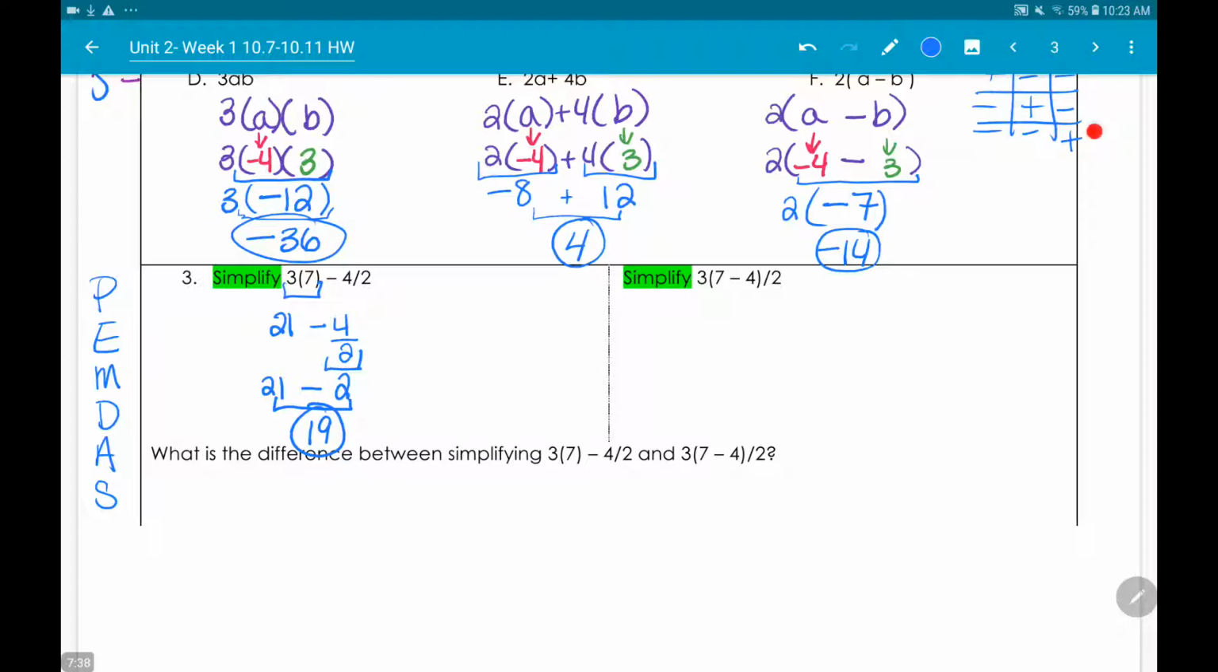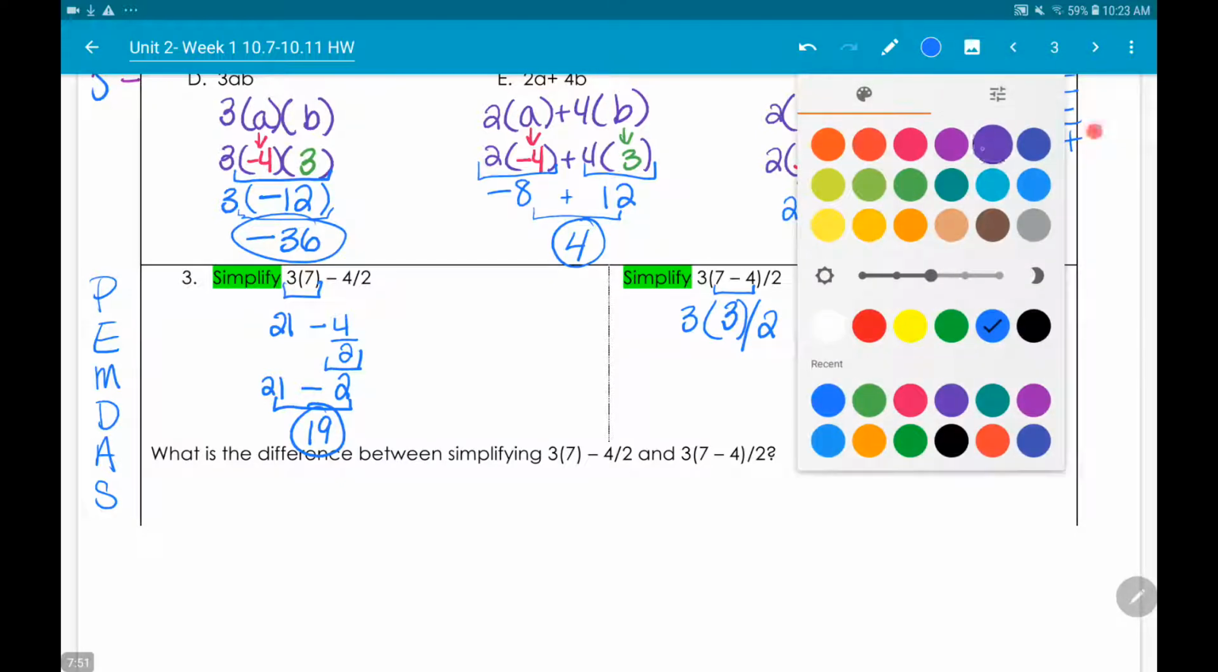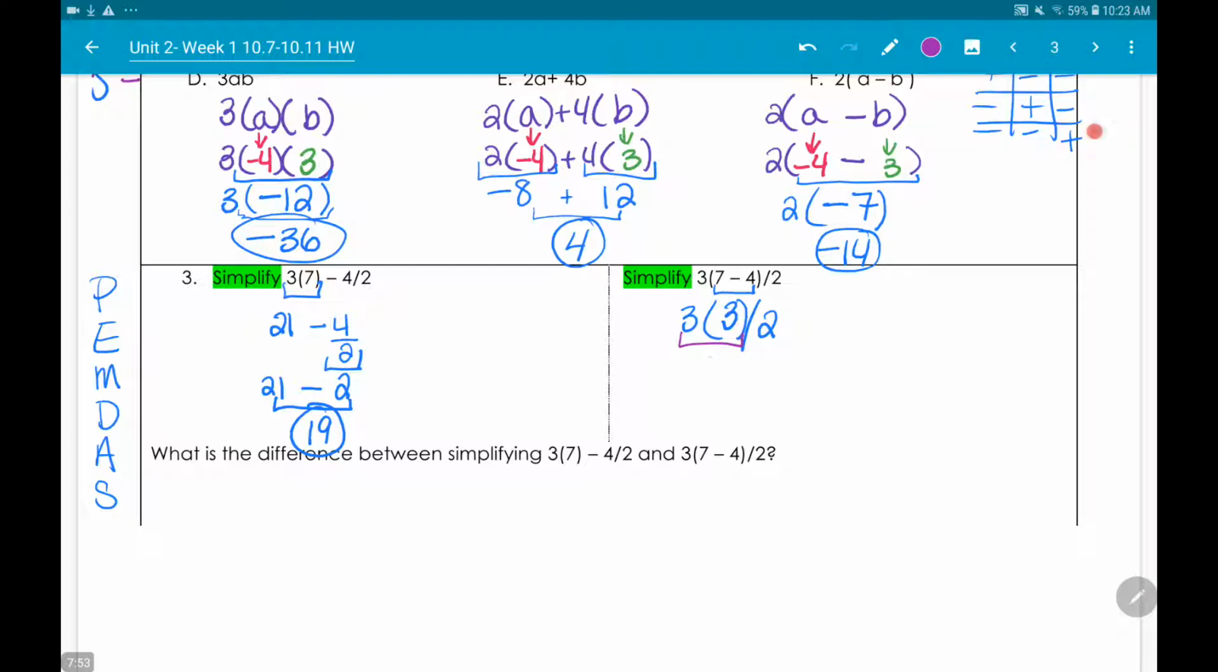Okay, let's look at the other way. I do parentheses first. 7 minus 4 is 3. There's no exponents. I multiply next. That's 9. And now I'm going to do 9 divided by 2, which is 4.5.